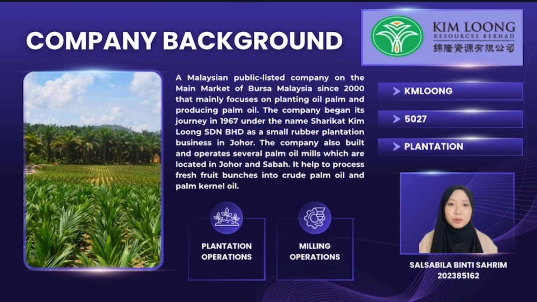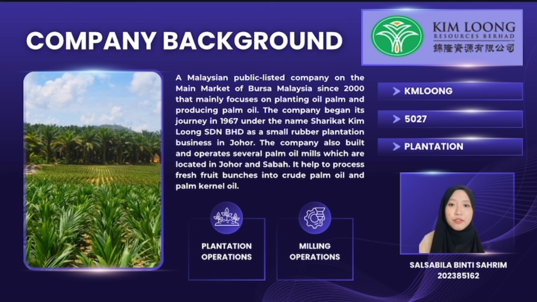Kim Long Resources Berhad is a Malaysian public listed plantation company on the main market of Bursa Malaysia since 2000 that mainly focuses on planting oil palm and producing palm oil. The company began its journey in 1967 under the name Syarikat Kim Long Sdn Berhad as a small rubber plantation business in Johor. The company also built and operates several palm oil mills which are located in Johor and Sabah. They help to process fresh fruit bunches into crude palm oil and palm kernel oil.